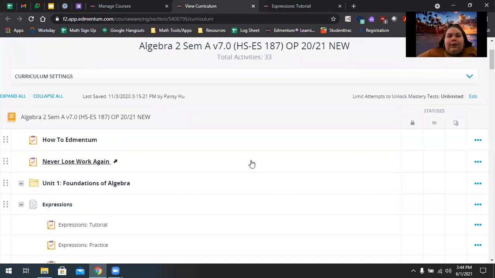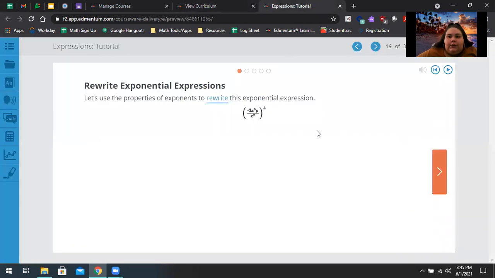All right, so here is part 2 of the Algebra 2 Semester A Unit 1 expressions tutorial. In part 1, we went over the rules, or the exponent properties. Now we're going to apply those same properties to simplify expressions like this one on slide 19.